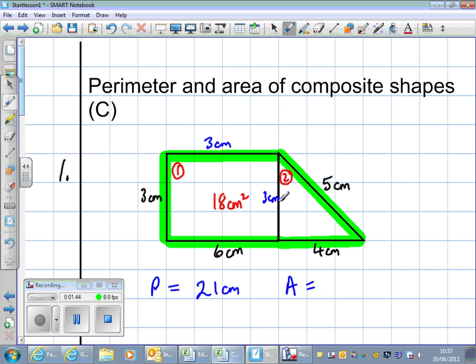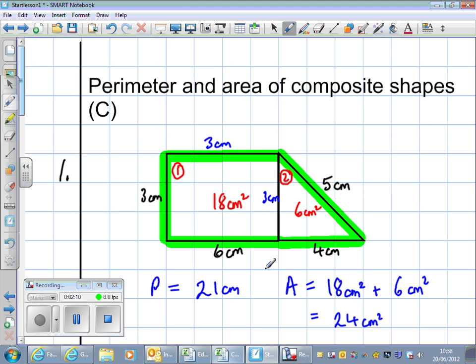It's 3 centimeters. Base times height, 4 times 3. It's a triangle, so we halve it. 4 times 3 is 12. Halved is 6. So the area of this part is 6 centimeters squared. So the area of the composite shape, which is composed of 2 or more simpler shapes, is 18 centimeters squared plus 6 centimeters squared equal to 24 centimeters squared.